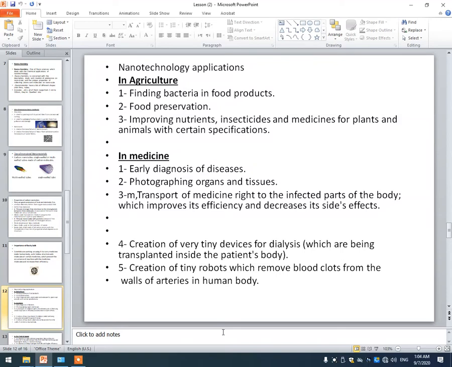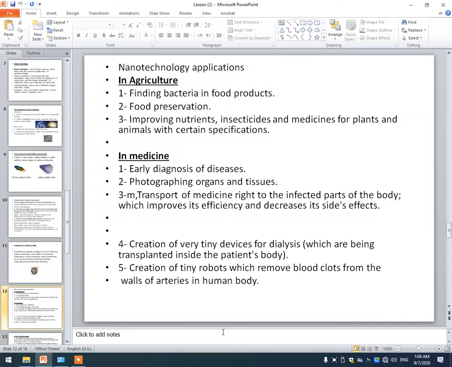Nano applications. Number one, we can use nanotechnology in agriculture, for example, in finding bacteria in food products, in food preservation, improving nutrients, and insecticide and medicine for plants and animals. Number two, we can use nanotechnology in medicine for early diagnosis of diseases, imaging organs and tissues, and transporting medicine right to the infected part of the body, which improves efficiency and decreases side effects.